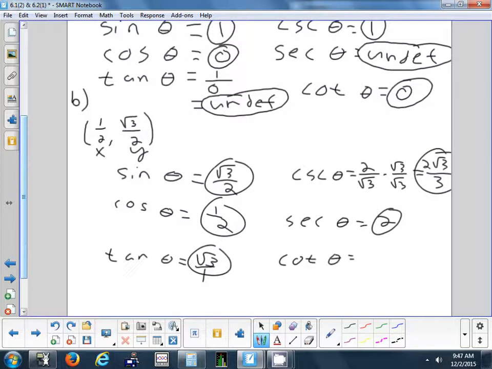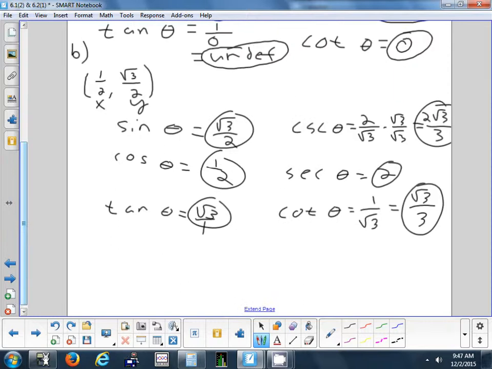Okay, we'll do it in 2 steps. What do you get when you flip it? 1 over the square root of 3. And when we fix it? Square root of 3 over 3. Good. So again, what we just did right there, that would be 6 problems on a test. You're not going to have to do 6 things in the same question. Any question on that one?